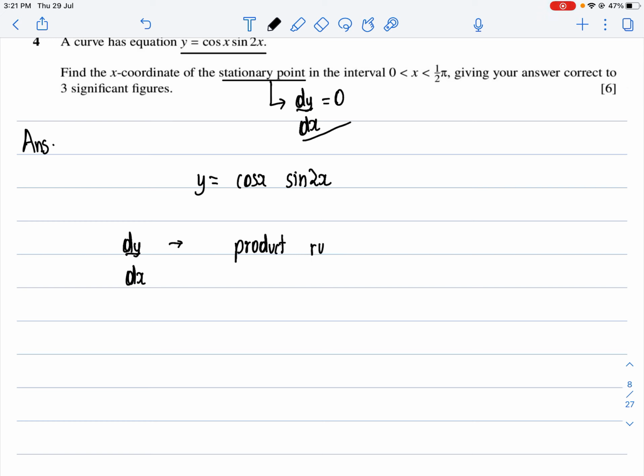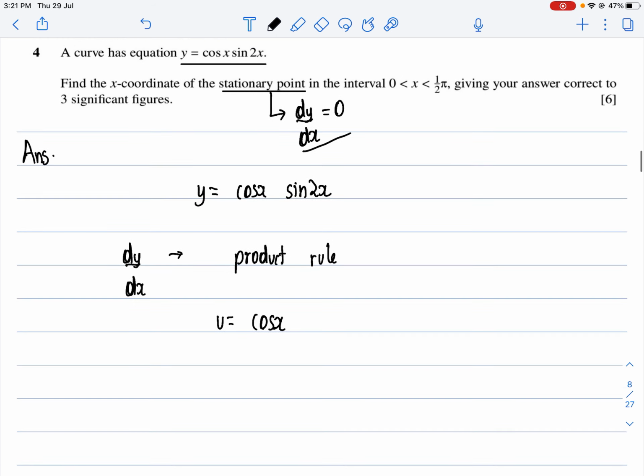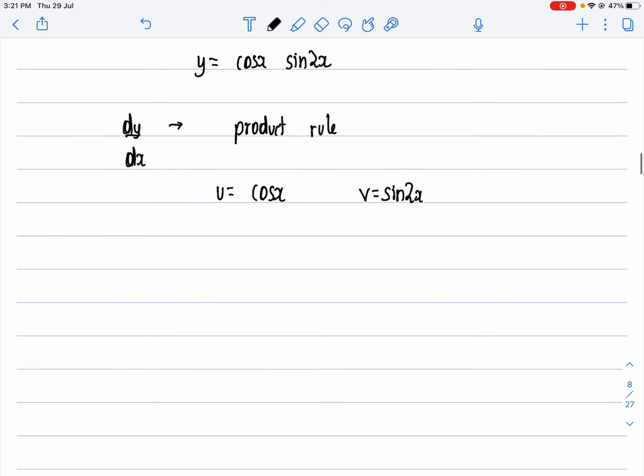So first, for the dy by dx, we use the product rule, as a function is multiplied by another function. I take my u as cos x, the first function, and I take my v as sin 2x. Correct? So now I have my u dash, which is du by dx, the differentiation of cos x. The differentiation of cos x is really simple: minus sin x. We did this in general differentiation.